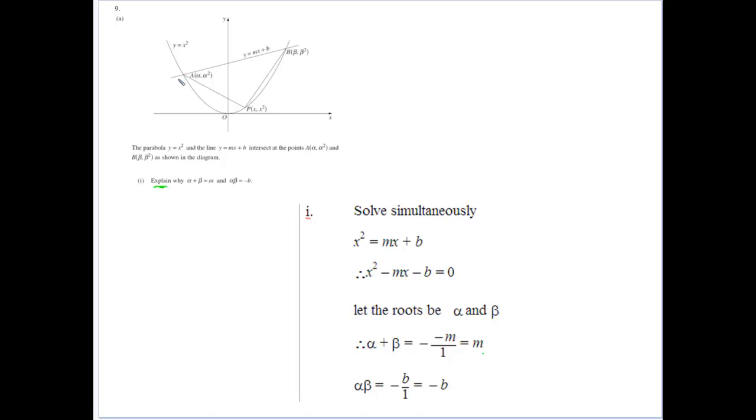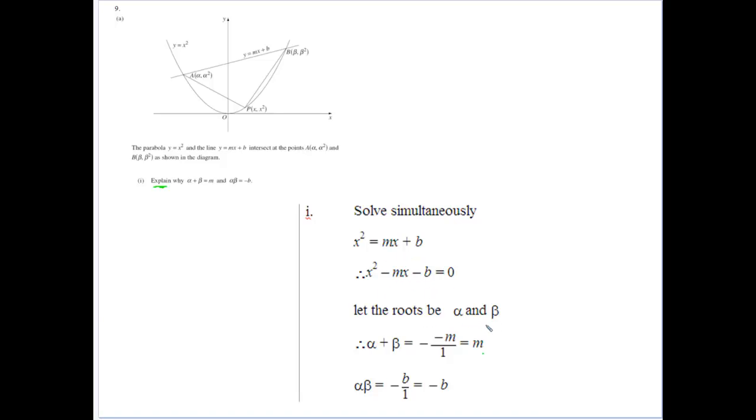So to do this, if we look at the two curves, x squared and mx plus b are equal at the same points. Well, if we solve those simultaneously, that would give us those values, which just happen to be alpha and beta. So alpha and beta are the roots of a quadratic equation we find when we solve these simultaneously. So we get x squared minus mx minus b equal to 0.